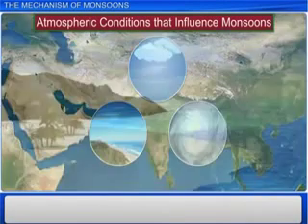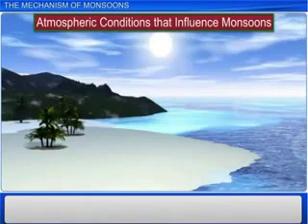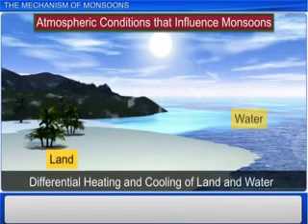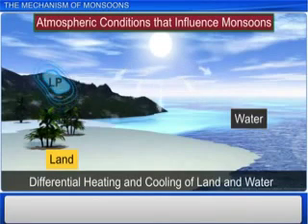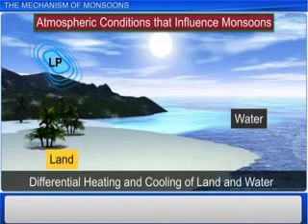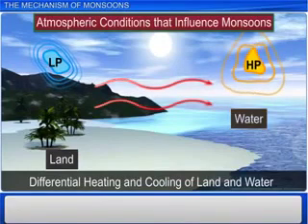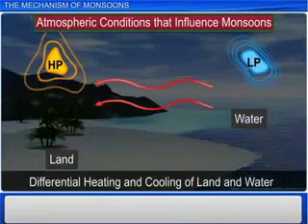The first condition is the differential heating and cooling of land and water. This creates low pressure on the land mass of India, while high pressure is created over the seas around during daytime. This is reversed during the night time.